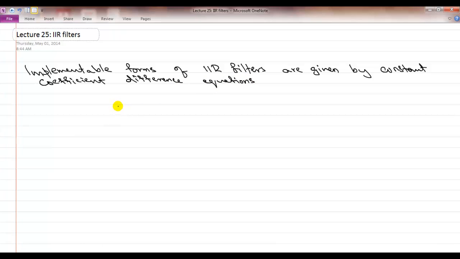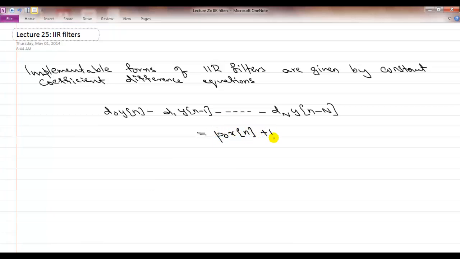which are typically written as, for example, you'll see them written, let's say, d0 y[n] minus d1 y[n minus 1] minus ... minus dN y[n minus N], that is equal to p0 x[n] plus p1 x[n minus 1] plus ... plus pM x[n minus M].